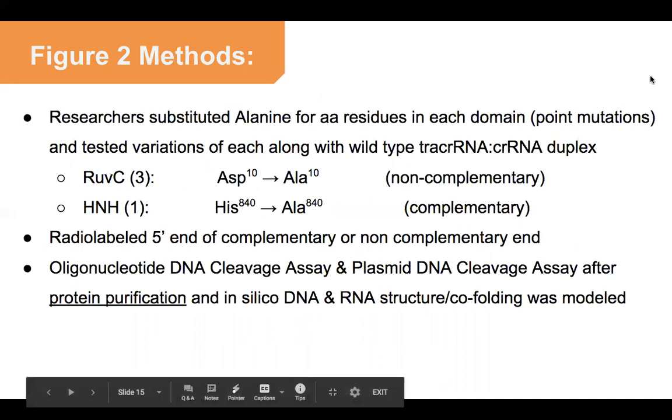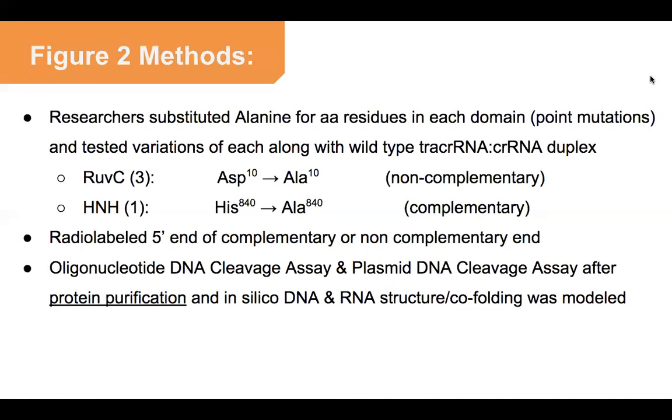So, some materials and methods for Figure 2. In order to first understand the importance of both pieces of RNA, the CRISPR RNA and the trans-acting RNA, and their association with Cas9, was highlighted and outlined in Figure 1. So now in Figure 2, researchers are really trying to figure out which, they have these motifs and domains mapped out. They just are not sure which interacts with the complementary strand and which interacts with the non-complementary strand. So to figure it out, they had to manipulate the amino acid sequence of the protein.